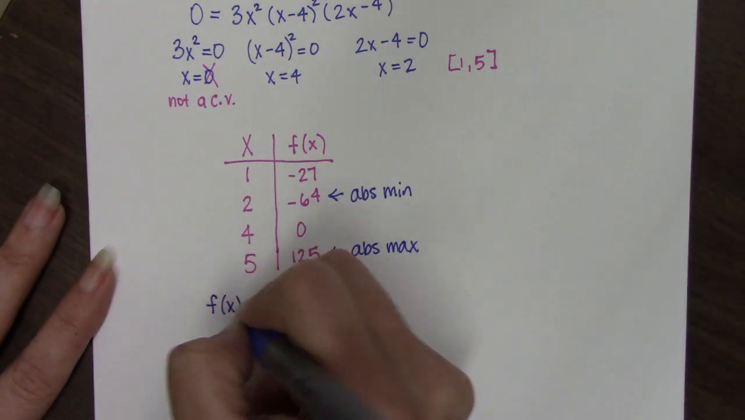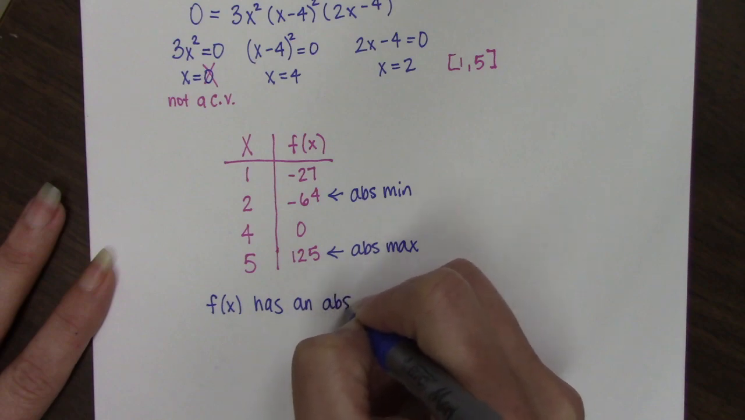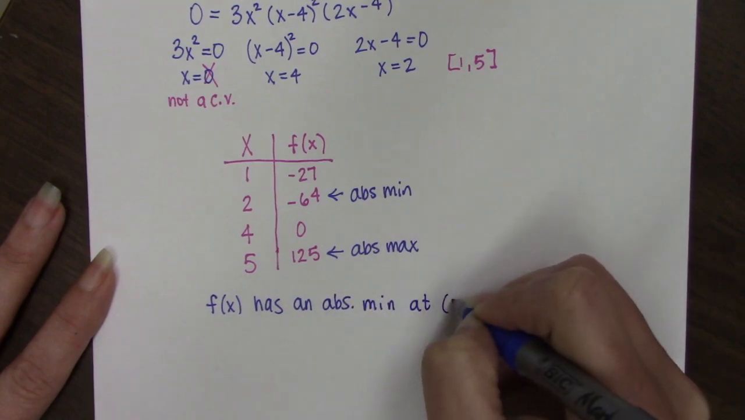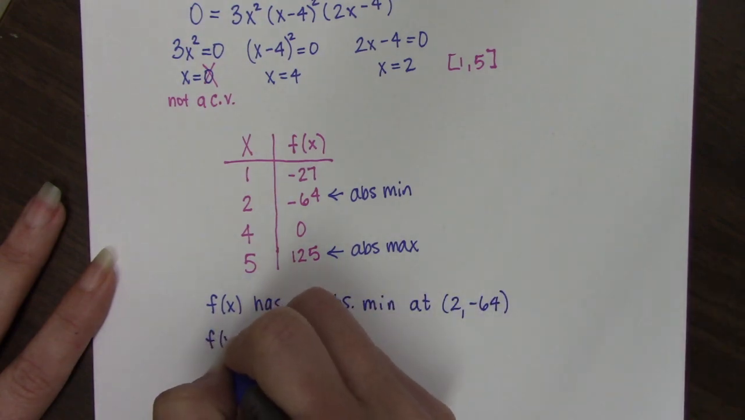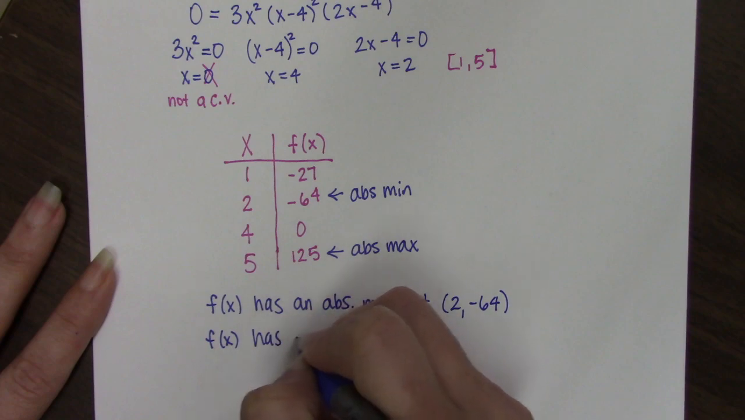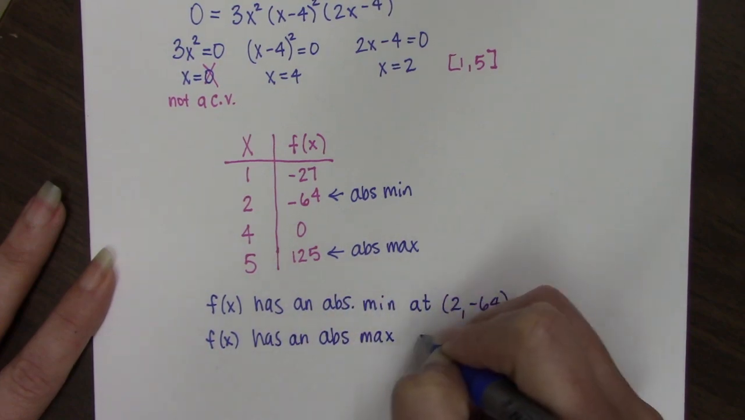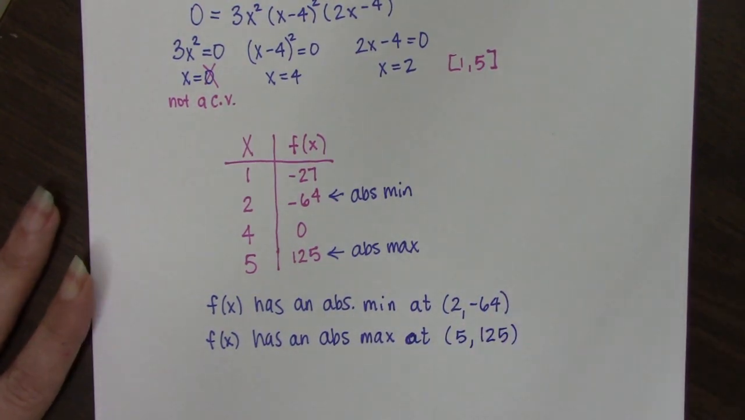So f of x has an absolute minimum at 2, negative 64, and f of x has an absolute maximum at 5, 125.